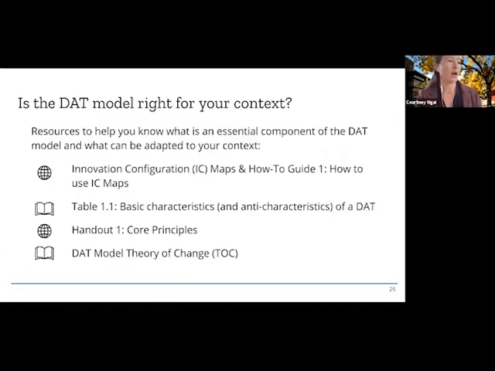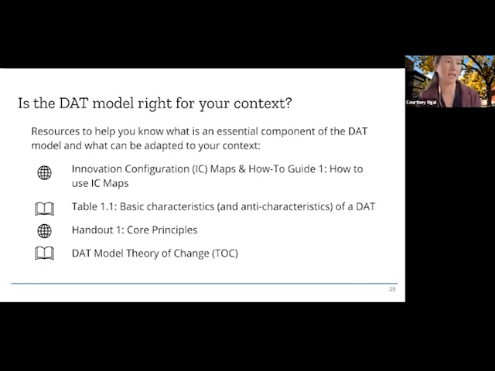So the resources that we have developed will help you think about the DAT model in different ways, and help you know what might be necessary in order to implement the DAT model. So these are some examples of resources that we have made to help you evaluate, is the DAT model even right for your context? And to help you know what can be adapted to your specific context. We acknowledge that all departments and institutions are very different, so what might have worked at CU and CSU might not necessarily work in a different context.